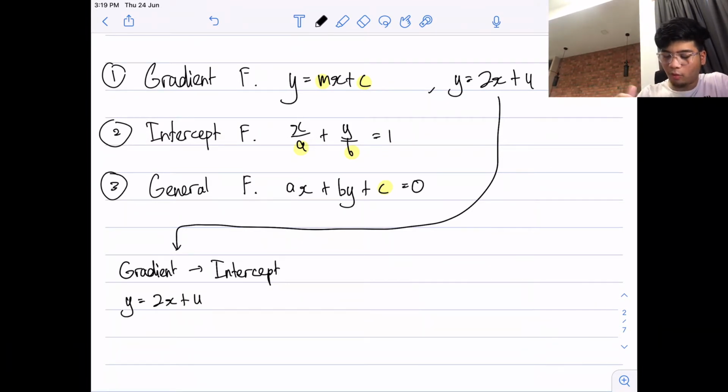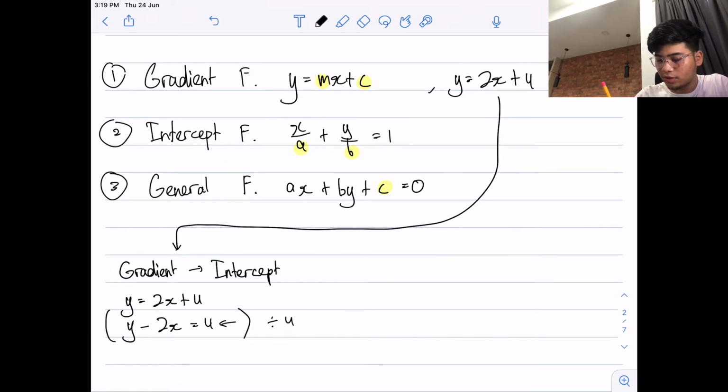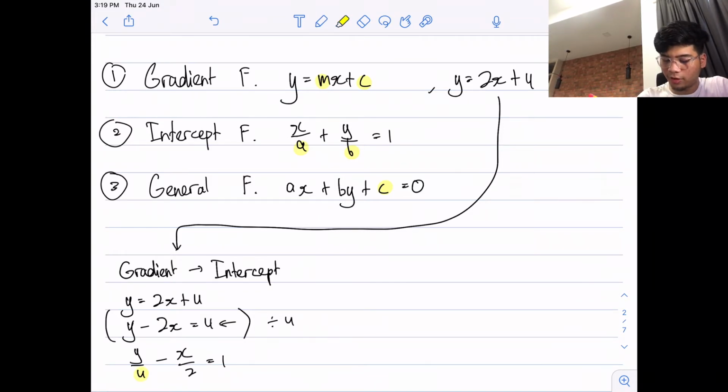You bring both y and x to the same side, so y minus 2x equals 4. And then you have to make this 4 into a 1, so you divide the whole equation by 4. So you'll get y over 4 minus x over 2 equals 1. Therefore, from here we already know that 4 is our y-intercept. We can already check it here from C in the start. And also, we know that 2 is the x-intercept. So that's like a new value.